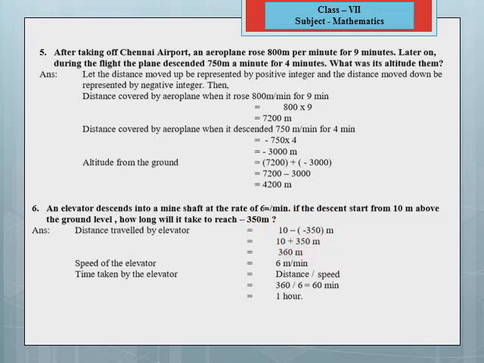Now speed is 6 meter per minute. Time is given by distance upon speed, that is 360 divided by 6. You will get 60 minutes. That is equal to 1 hour.